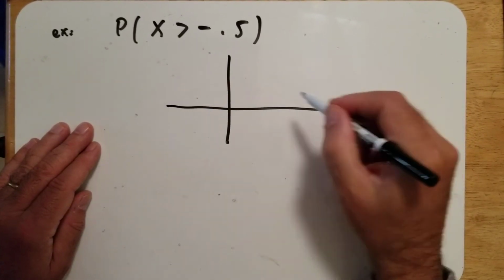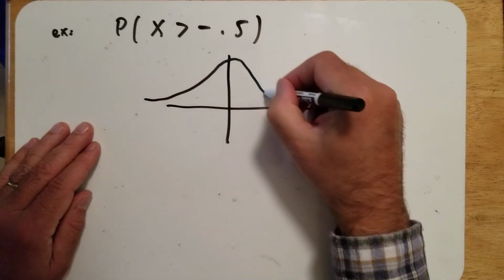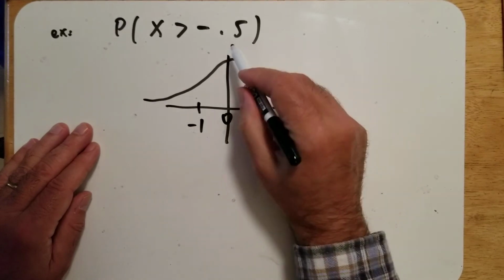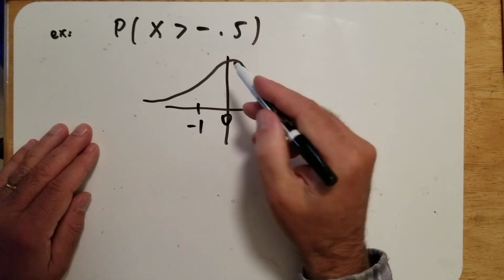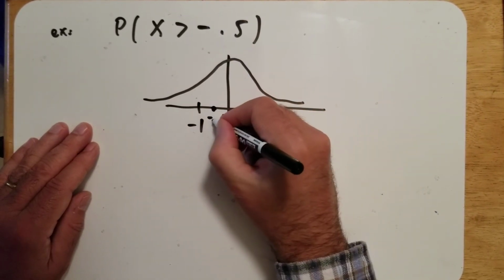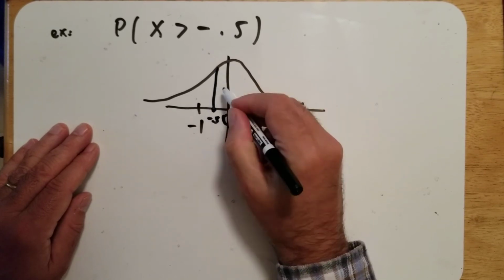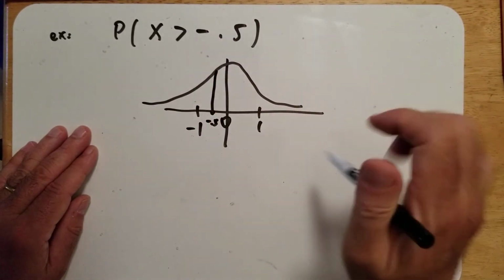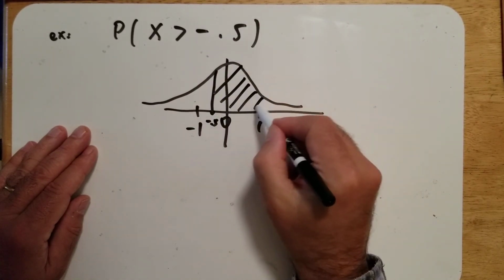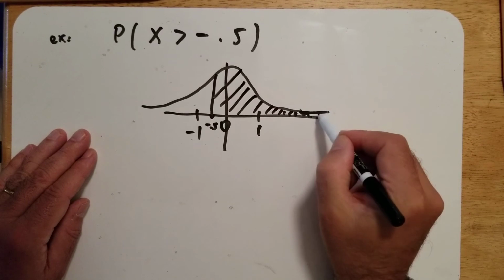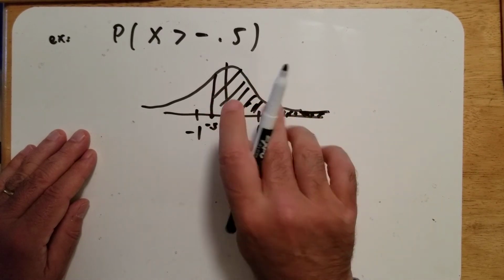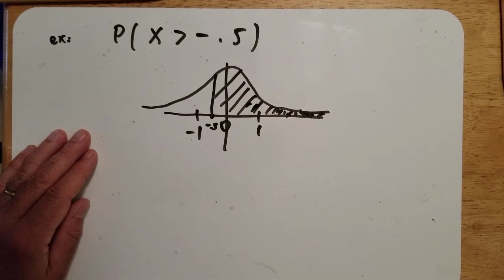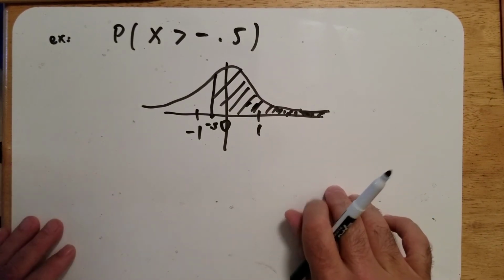In this situation, here's 0, here's -1, here's 1. X is greater than -0.5, so I'm going to put -0.5 about there, and it starts there, and because x is greater than, it's all the area to the right of -0.5. So in theory, this graph goes on forever and ever and ever, kind of like this. So it's all the area starting from -0.5 to the right that is the probability that x is greater than -0.5.